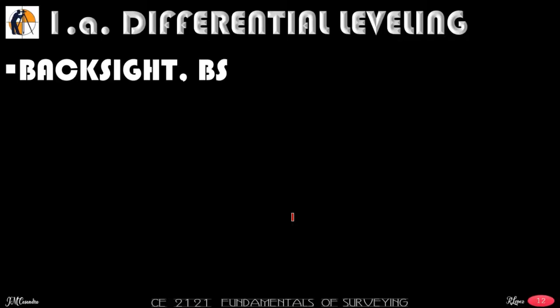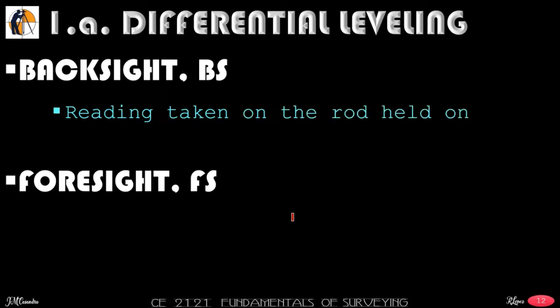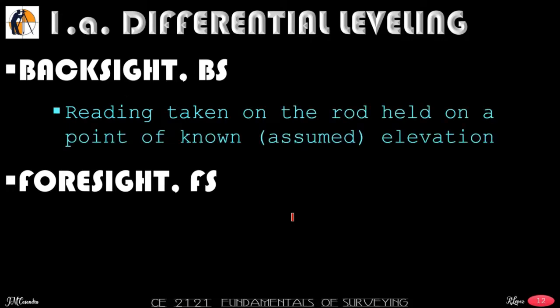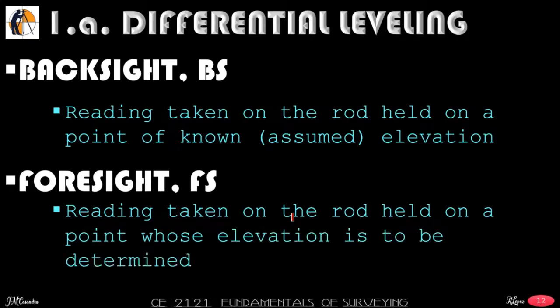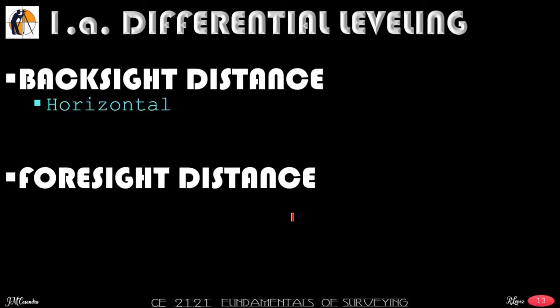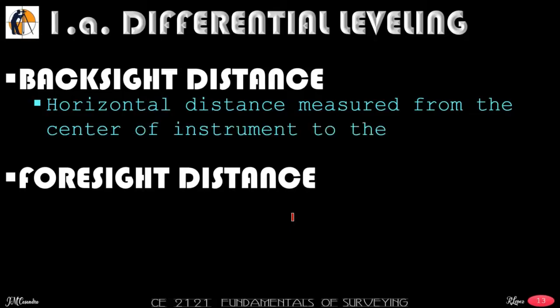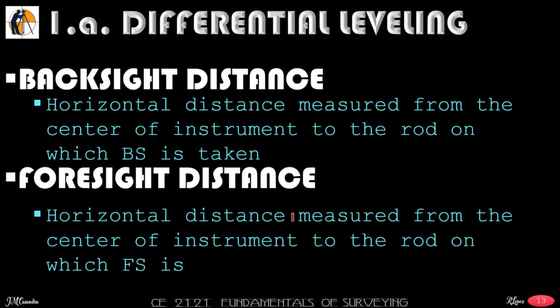Next, the backsight or BS and the foresight or FS. Backsights are the readings taken on the rod held on a point of known or assumed elevation, and the readings taken on the rod held on a point whose elevation is to be determined are your foresights. The backsight distance and the foresight distance are the horizontal distances measured from the center of the instrument to the rod on which the backsights and the foresights are taken respectively.